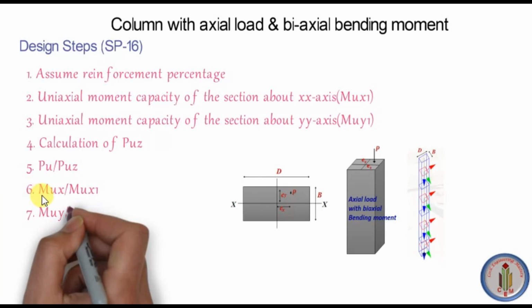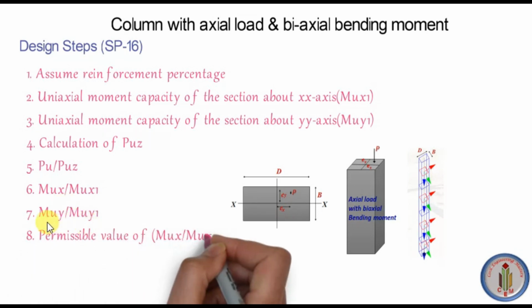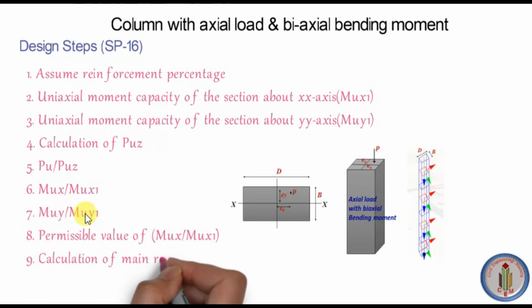Here we know the value of Mux, that is the bending moment about x-axis. So that we take it from StaadPro. Let me show you how to take that value from StaadPro. And also we know the Pu value. Pu is the factored load, and Muy is also a factored moment which is acting along the y-axis, and Muy1 we need to calculate.